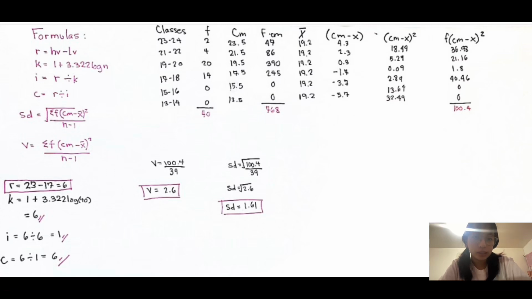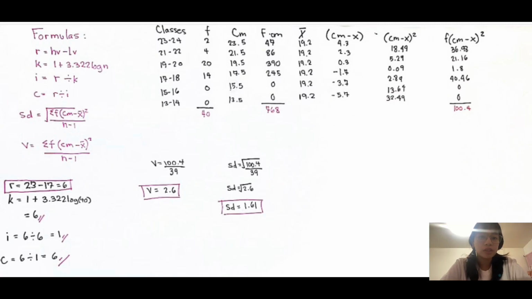Moving on to frequency. Here in frequency, we just have to find how many times the numbers in a class show up in the dataset. So here we have the class 23 to 24. 23 showed up 2 times. In class 21 to 22, 21 showed up 4 times. And in class 19 to 20, 19 showed up 13 times and 20 showed up 7 times. We just need to add 13 and 7, so we have 20.